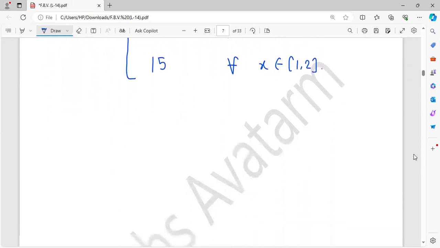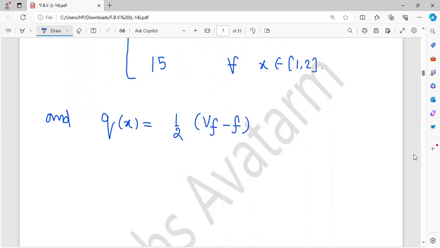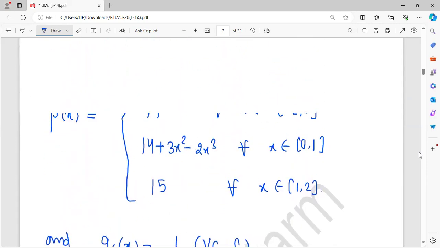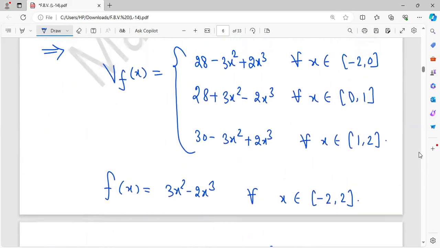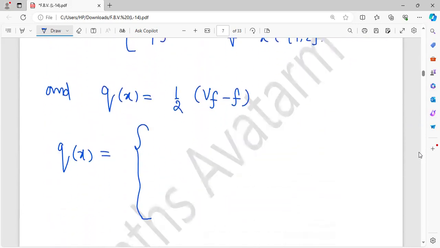Now finally, what are we going to find? Qx. Qx is equal to 1 by 2 BF minus F. So what will you get? Qx is equal to BF minus F you are going to do. What is F? So you will subtract. So this will be 14 minus 3x square plus 2x cube for all x belongs to minus 2 to 0.